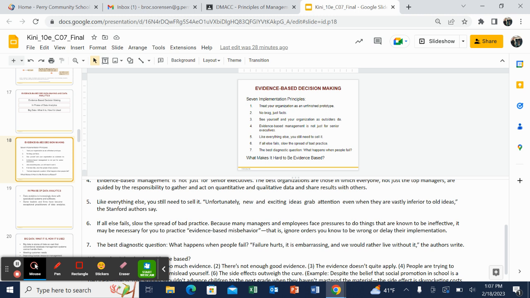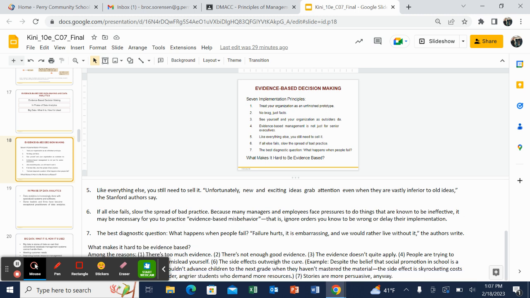Number 6, if all else fails, slow the spread of bad practice. Because many managers and employees face pressures to do things that are known to be ineffective, it may be necessary for you to practice evidence misbehavior. That is, ignore orders you know to be wrong or delay their implementation. Okay, so stopping the spread of bad practice within your organization.